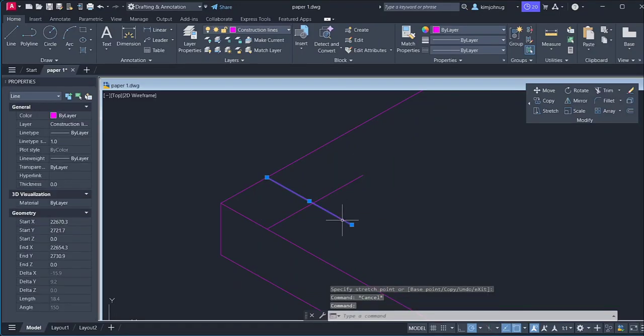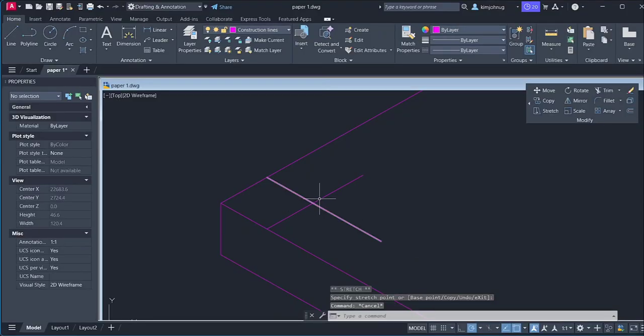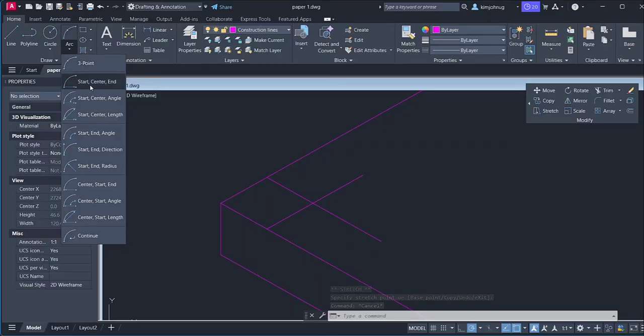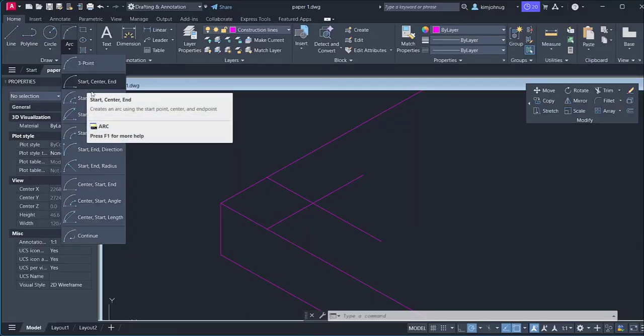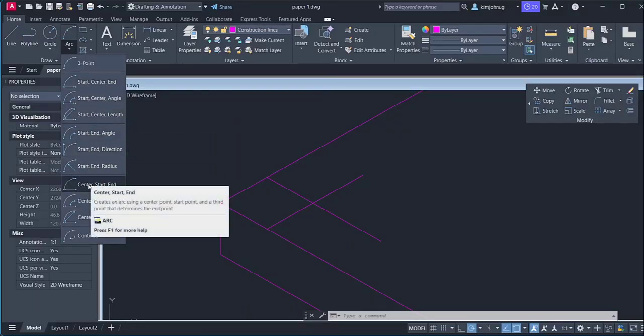How to use arc. Okay. So this is our center. So I'm going to use arc. So these are the arcs. So when you have start, center, end. So I prefer this. I'm going to show you. Start. Okay. I prefer the center, start, end.